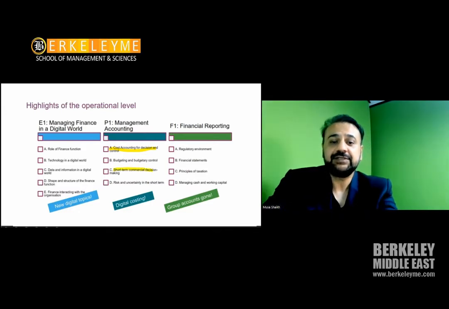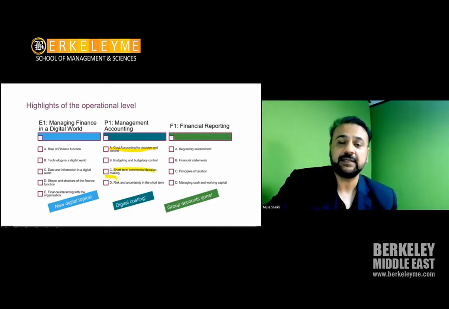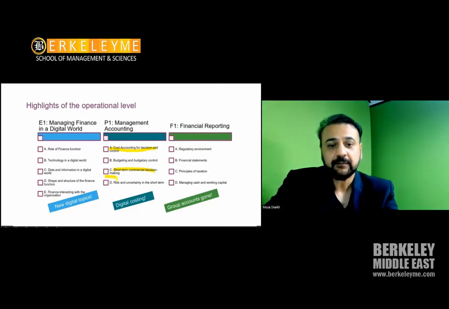Short-term commercial decision-making is really important because as management accountants, we are assisting our CEO and management on what is effective to do in the short term, medium term, and long term, in terms of saving cost, setting the strategy, and optimizing resources and profits.